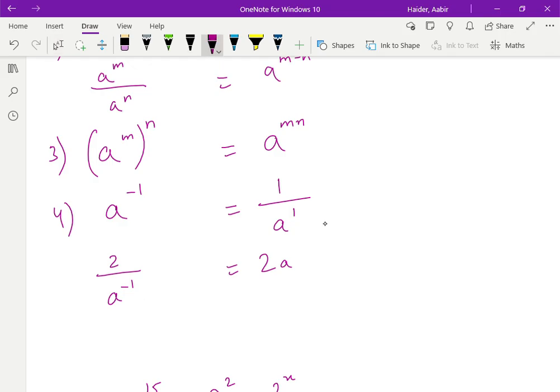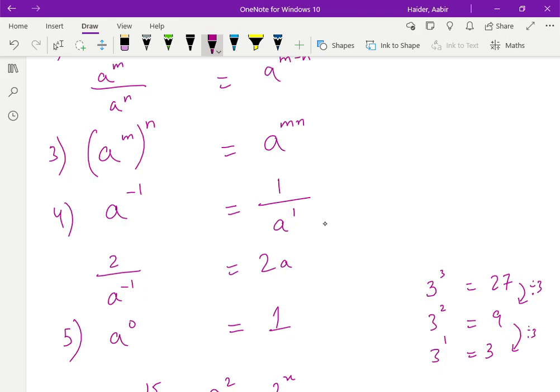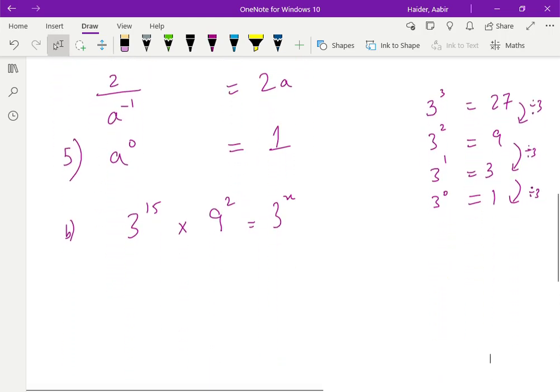Let's see one more for today, and that one is if you have a zero index, anything raised to the index 0 is always 1. Okay, and why is that? For example, if you have 3 cubed, that would be 27, but if you decrease the index, you have to divide it by 3 to get your answer 9, and then you again have to divide by 3 to get your answer 3, and in order to get 0 index you again have to divide your answer by 3, so you would get 1. So that's why any base raised to the index 0 is 1.